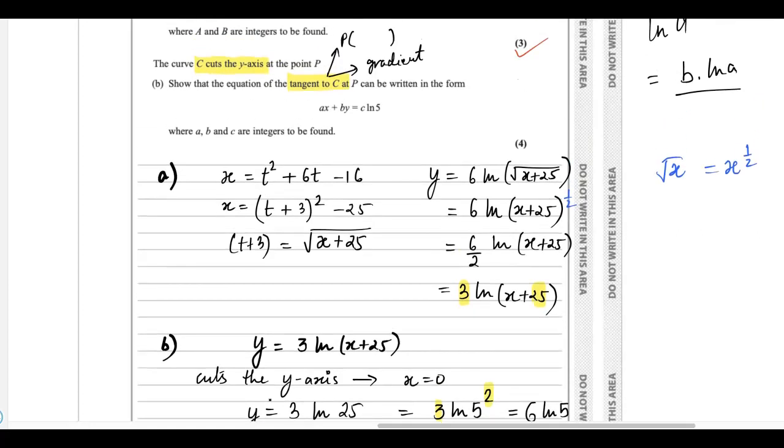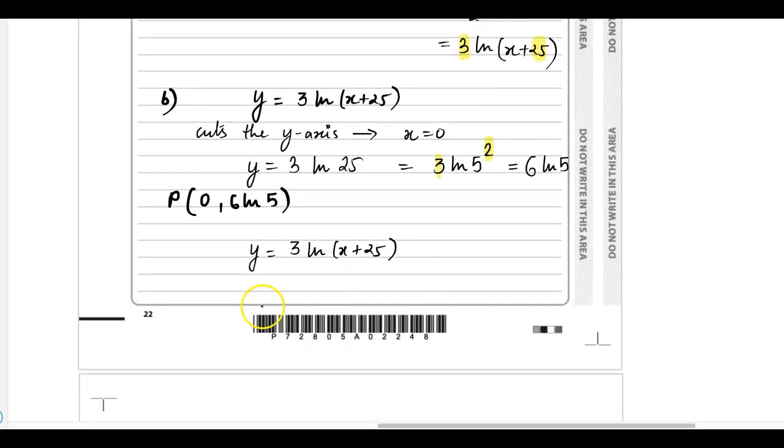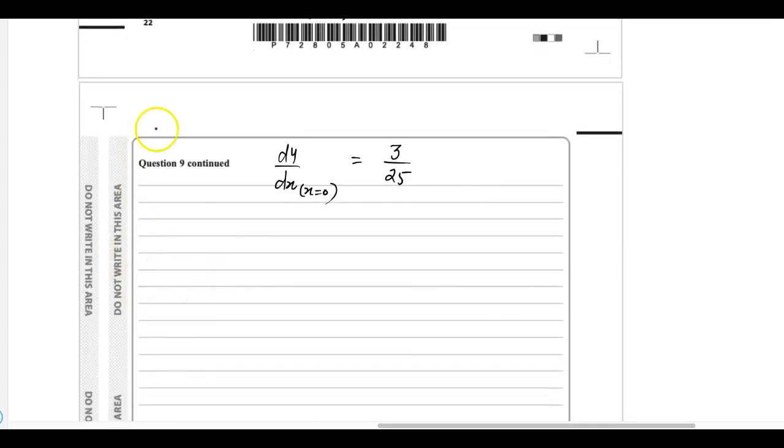Now we've got the coordinates. The second thing is the gradient. How will we find the gradient? dy by dx. Perfect. So let's do that. We have the equation with us: y equals 3 ln x plus 25. If we differentiate it, dy by dx gives us 3 over x plus 25. Now the gradient at x equals 0 would be 3 over 25. So I feel like yes, we have everything. So let's write down the equation of tangent.